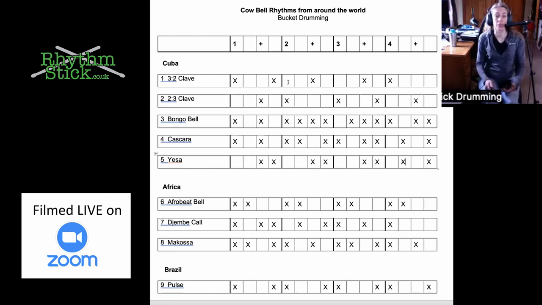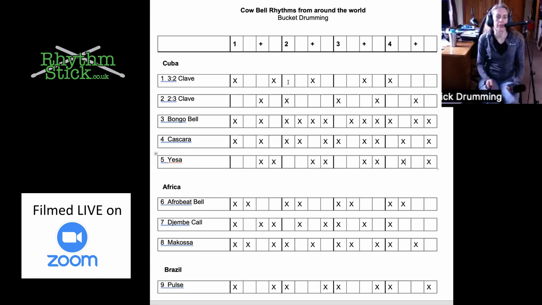Okay, now we're going to try the 2-3 clave, which is basically the end of the bar being put at the start. The start's been put at the end, so we've flipped it round. So it goes... Okay, we're going to whiz through these so we can cover Cuba.